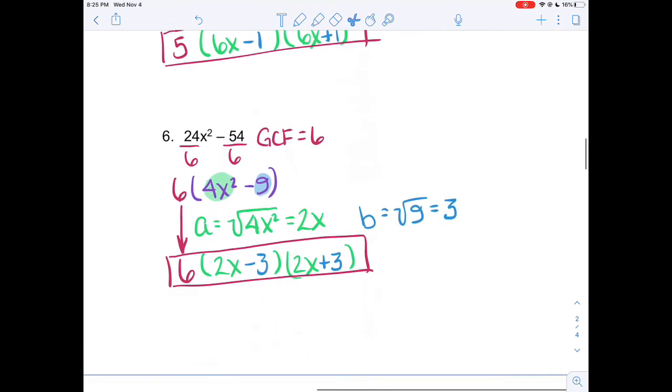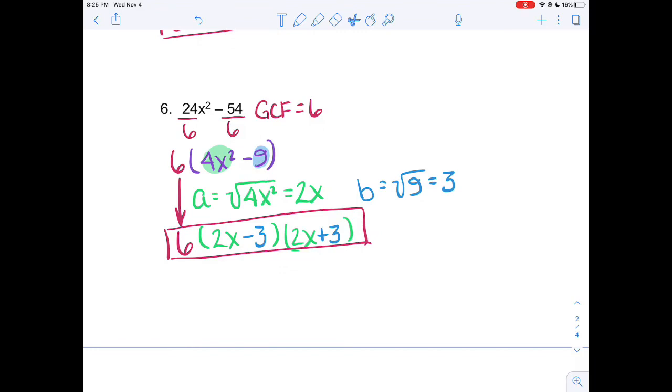Number 6, you should have pulled out a greatest common factor of 6, leaving you with 4x squared minus 9. The square root of 4x squared will give me an a term of 2x, and the square root of 9 will give me a b term of 3.